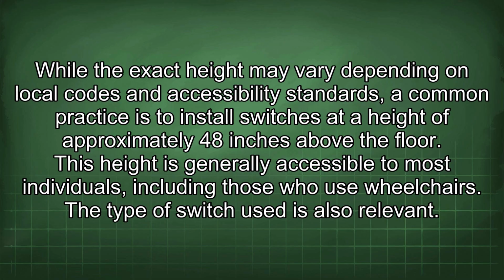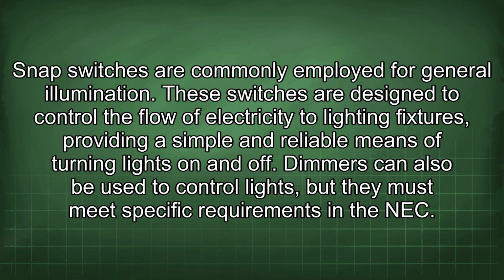The type of switch used is also relevant. Snap switches are commonly employed for general illumination. These switches are designed to control the flow of electricity to lighting fixtures, providing a simple and reliable means of turning lights on and off. Dimmers can also be used to control lights, but they must meet specific requirements in the NEC.